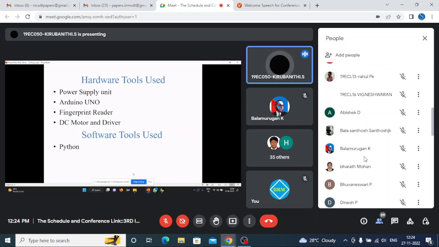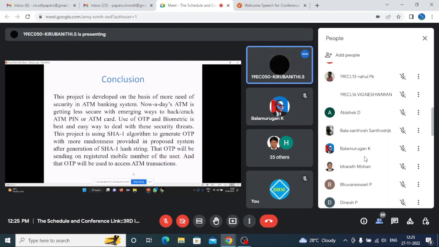And the fingerprint reader works by scanning a fingerprint with a grid of tiny capacitors that store electricity, which is discharged only at the points where a fingerprint touches. And that's how it works. A DC motor and motor driver are also used. In software tools, we use Python because it is a widely used and well-established language. Python is stable, flexible, and gives us access to a variety of tools.